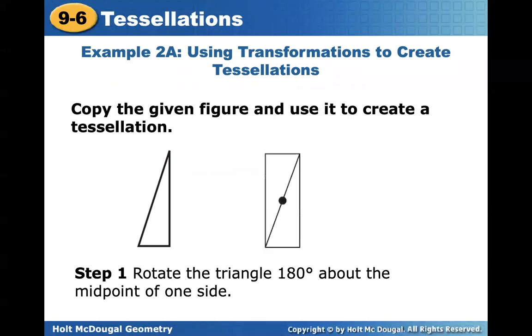So we're going to rotate the triangle about the midpoint of one side. So for example, we picked a spot in here, right here. And we rotated that 180 degrees. And we created our other triangle.